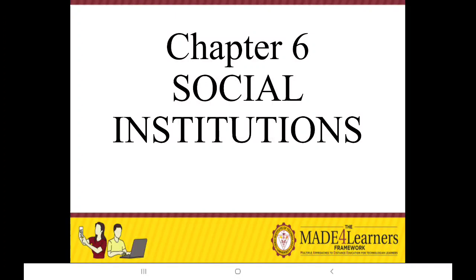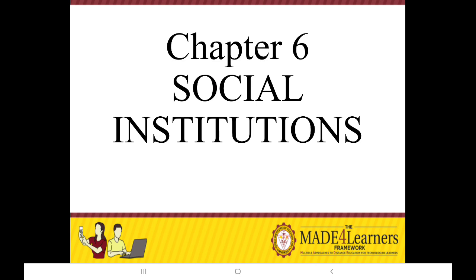So today we will be discussing chapter 6, which is social institutions. This chapter introduces the concept of social institution, which refers to a system of standardized patterns of behavior and norms toward the preservation of social order. Social institutions play a huge role in society, as there are various social institutions that organize and define social life.